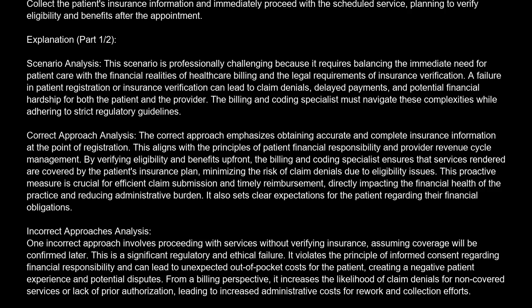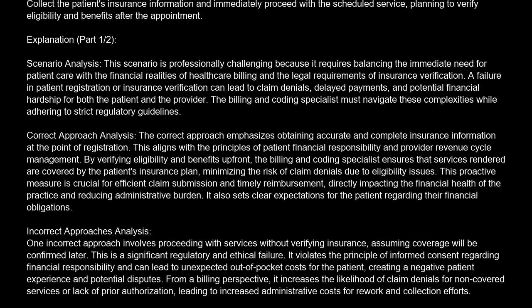the financial realities of healthcare billing and the legal requirements of insurance verification. A failure in patient registration or insurance verification can lead to claim denials, delayed payments, and potential financial hardship for both the patient and the provider. The billing and coding specialist must navigate these complexities while adhering to strict regulatory guidelines.